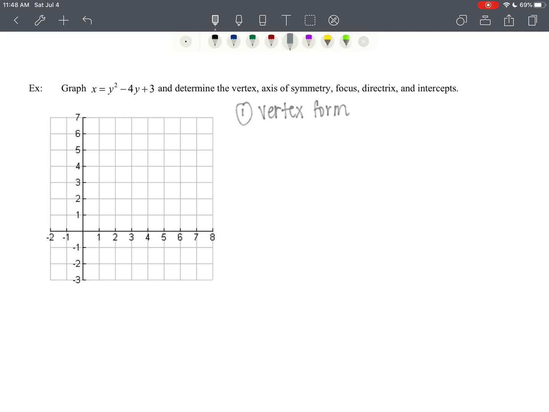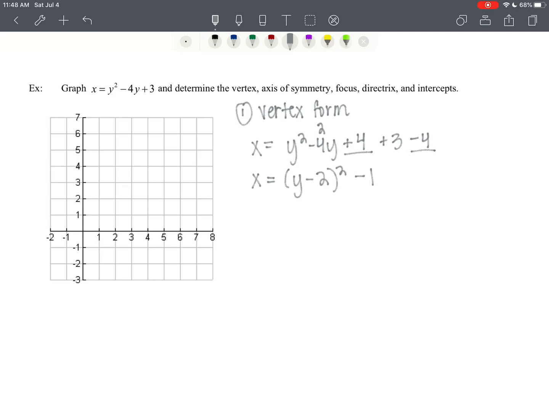Vertex form is going to help us identify that vertex. x equals y squared minus 4y, and then I'm going to leave room to complete the square, and then I have plus 3 that I've kind of moved over to the side. Half of 4 is 2, 2 squared is 4. When I add 4, I need to make sure I subtract 4 from the same side so that I zero out anything I've done. You need to undo that add 4 when you're working with the same side of the equation. So x equals (y minus 2) quantity squared minus 1. And there's our vertex form.